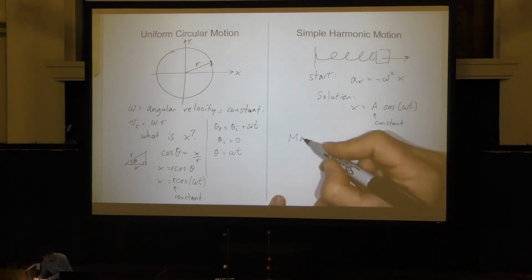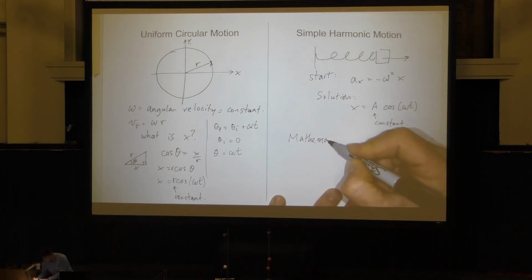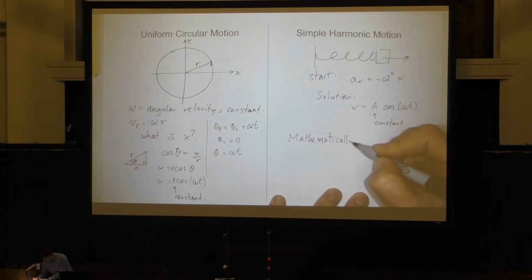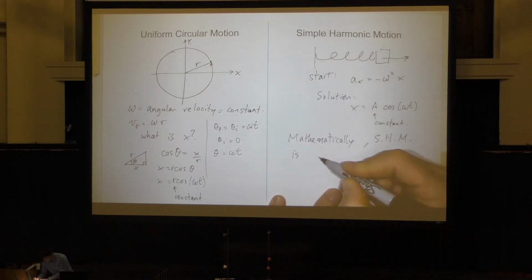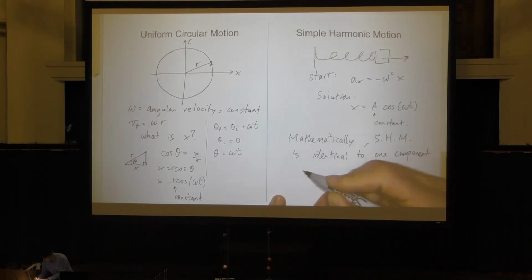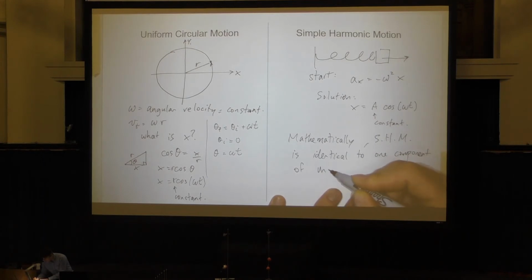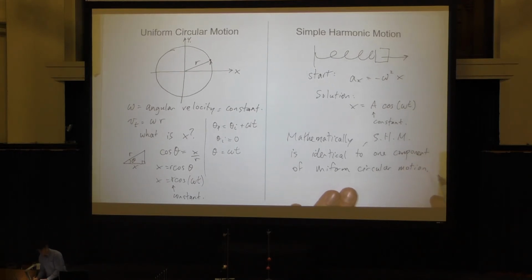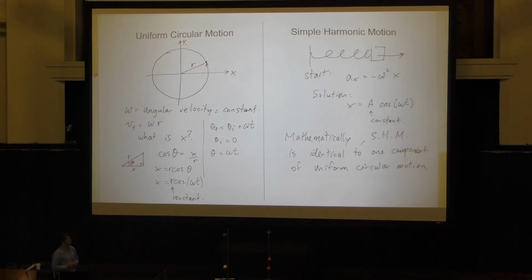So I'm just pointing out here that mathematically, simple harmonic motion is identical to one component of uniform circular motion. Something that you may have noticed if you just look at these equations.